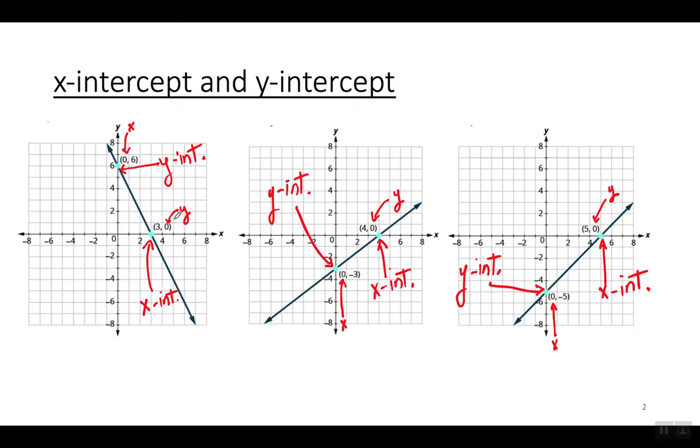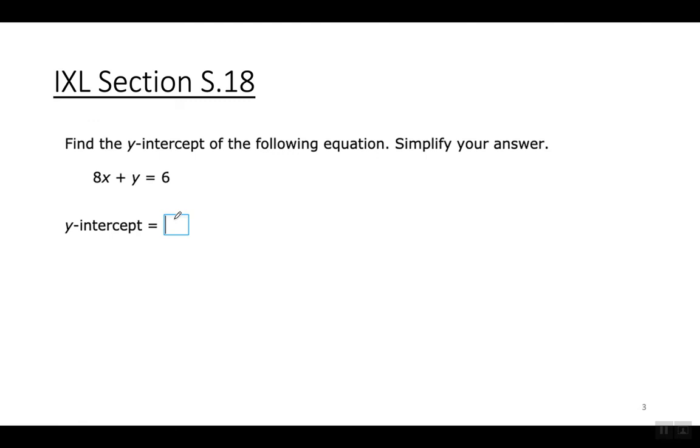Okay, let's look at the problems that are on the IXL so you can see what I mean. All right, the first couple of problems are super simple, like always. It says find the y-intercept of the following equation. As we just saw, the y-intercept will always have x equal to 0. So if this x is a 0, what's 0 times 8? 0. So what does y equal? That's my answer.